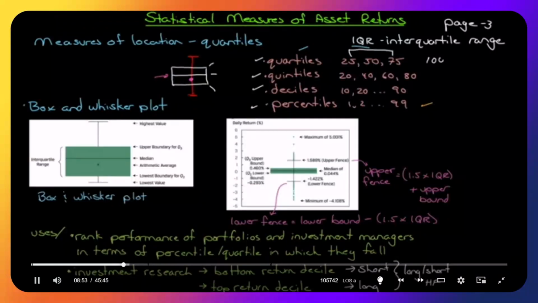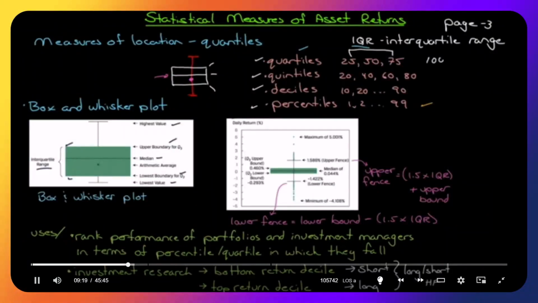So here is what it looks like in a plot. Let's see if I can get a pen that writes on here. There's your highest value and your lowest value. Then you draw a line. Then you'll draw 3 lines. Your lower boundary is for quartile 2, your upper boundary for quartile 3. Your median is your second quartile, and then you put a little X where your arithmetic average is. The distance between the upper bound and the lower bound is the interquartile range.